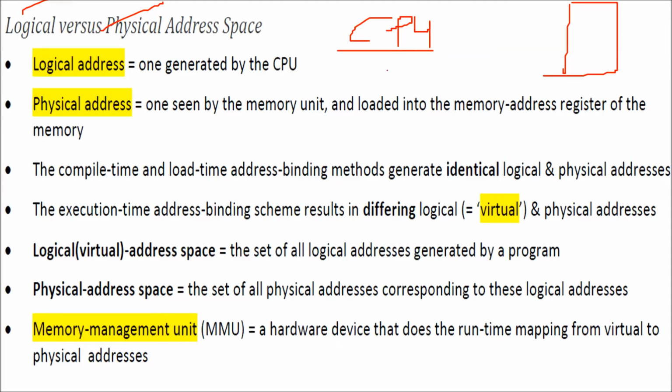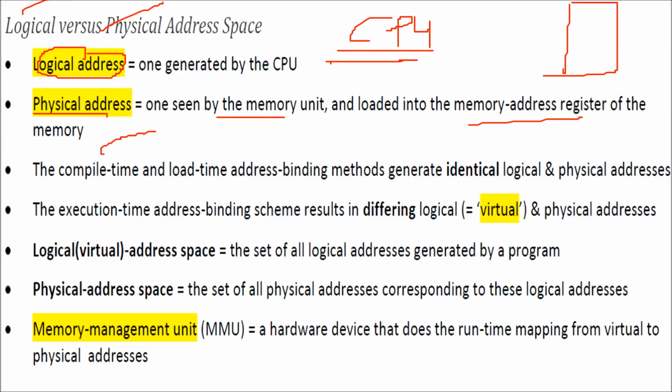What the CPU generates, or what the CPU uses, is the logical address, which is not actually the memory address. But the memory unit sees some address, and what is that address? It is the physical address, which is actually going to be placed in the memory address register for actual addressing. These are the actual addresses.